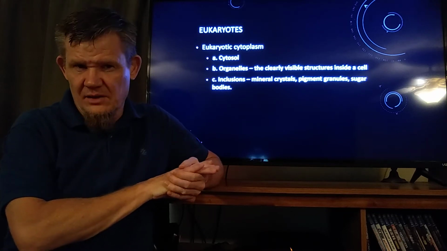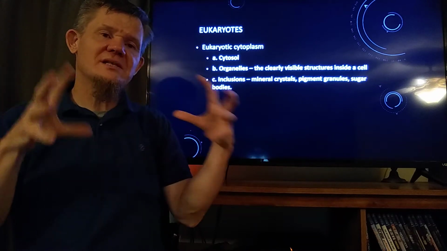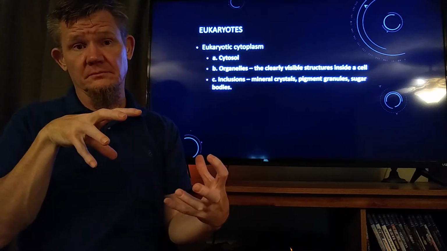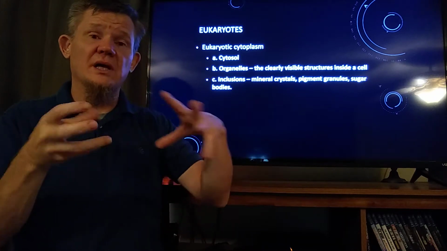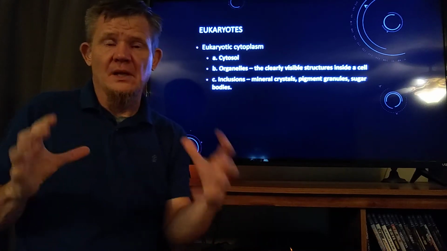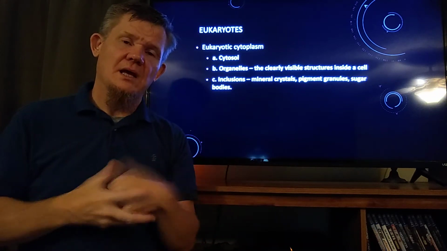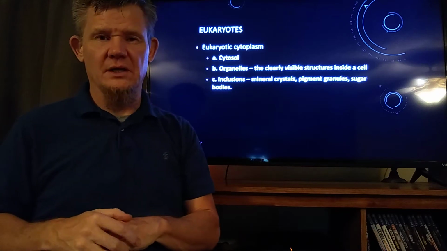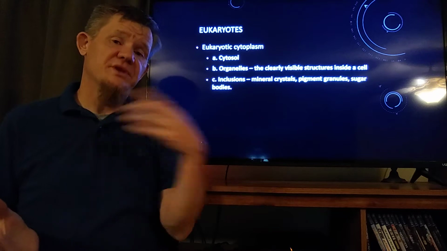In that cytosol, and remember, imagine a cell is a water balloon. And inside that water balloon, it's filled essentially with jelly. And then inside that jelly, there are these structures called organelles. And as we said before, organelle means little organ. An organelle has a particular job that it does for the cell.